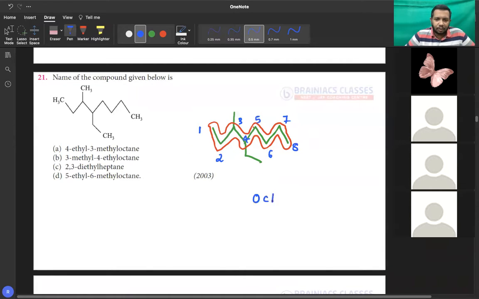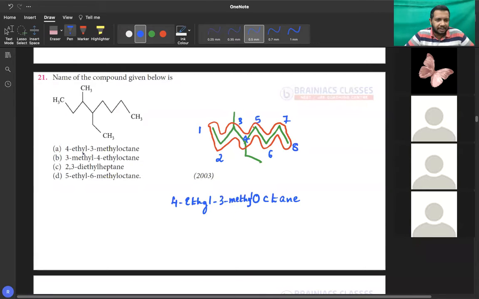So the parent chain is oct, and they are linked through single bonds, so we say octane. At the third position, you have methyl. Fourth position, you have ethyl. Alphabetically, ethyl will come first, so we say 4-ethyl, then 3-methyl. So the answer is 4-ethyl-3-methyloctane.